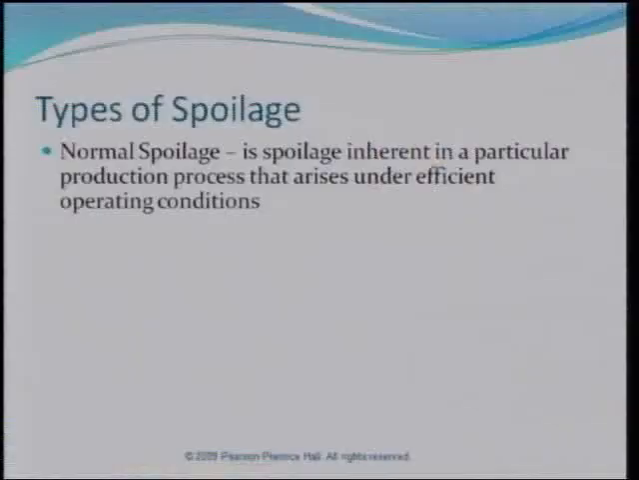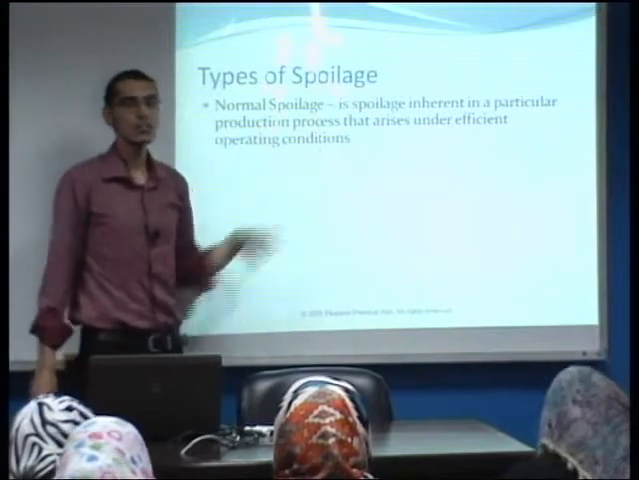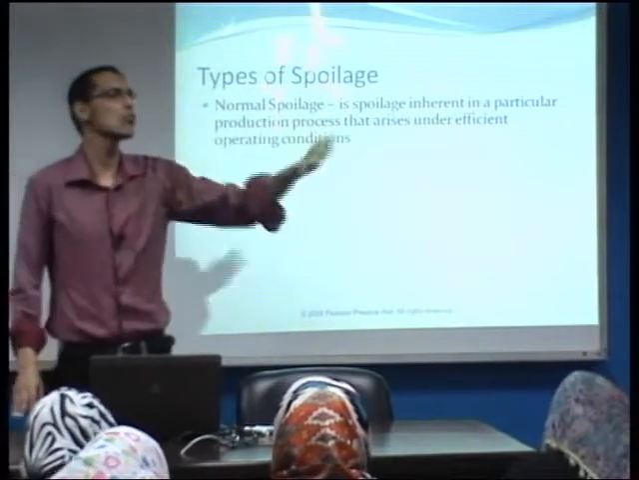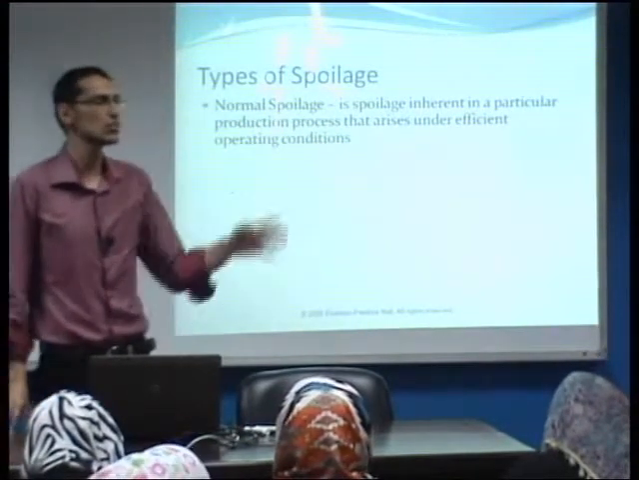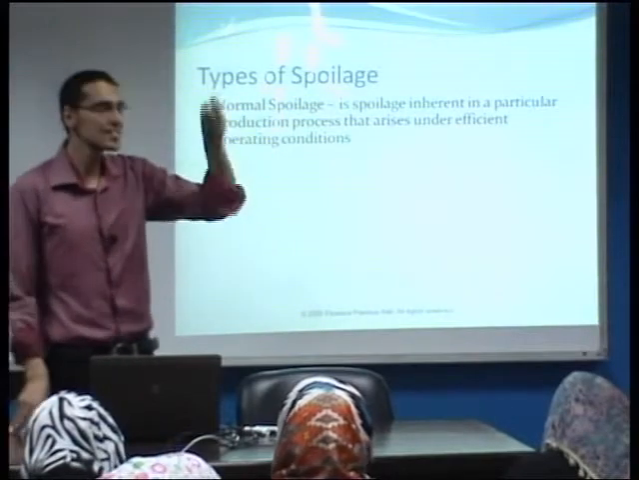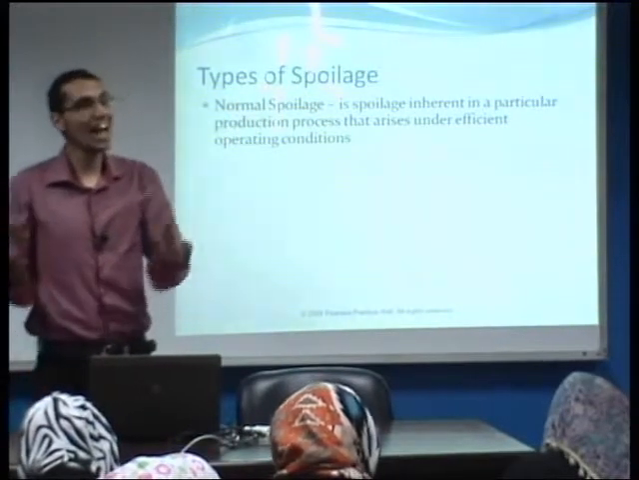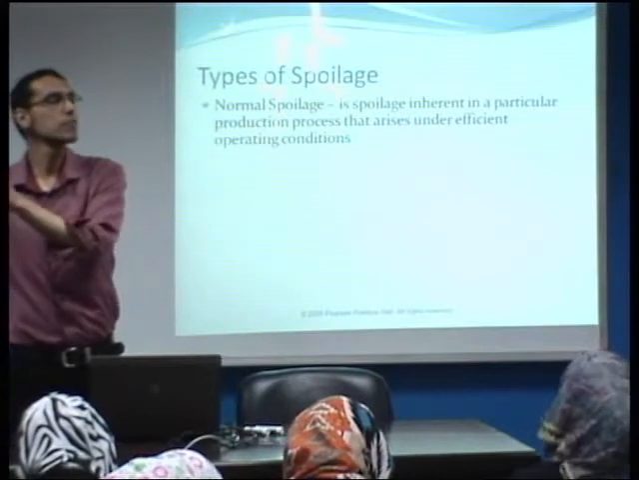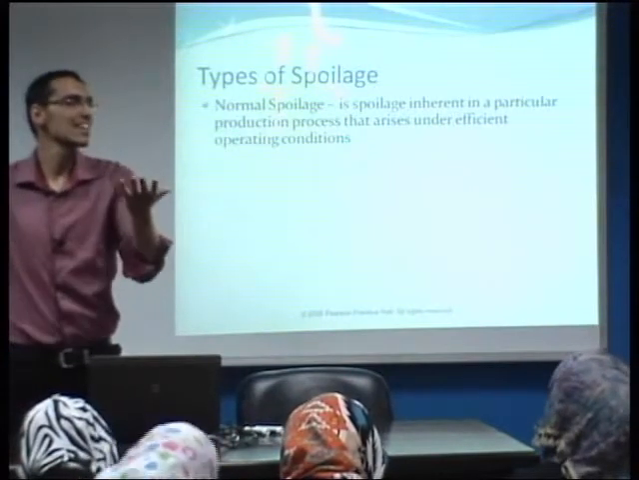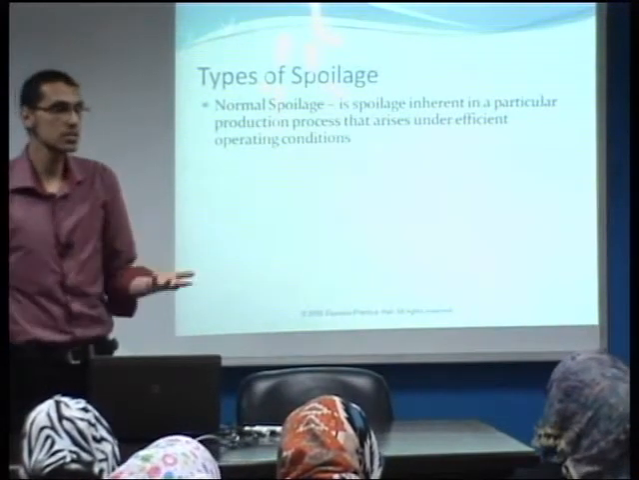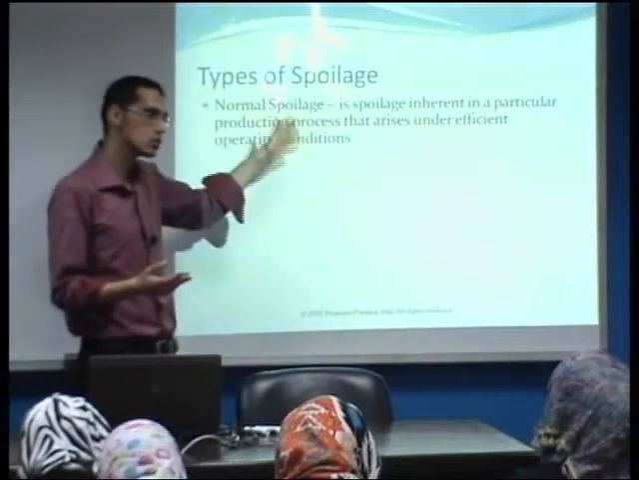Therefore, as we can see here, the normal spoilage is the spoilage inherent in a particular production process and arises under efficient operating conditions. This means that we are doing everything right. We do not have any errors, we do not have any problems, and yet we might still incur some spoilage, which in this case is normal spoilage.